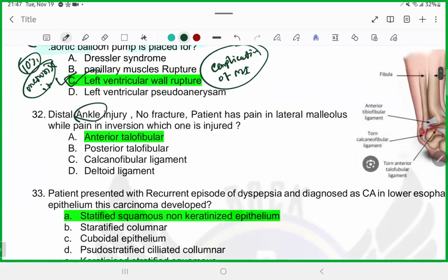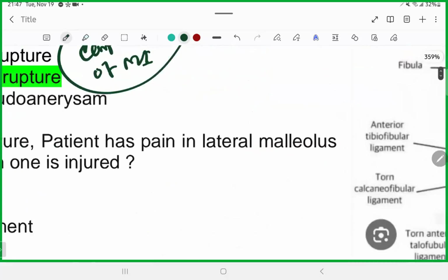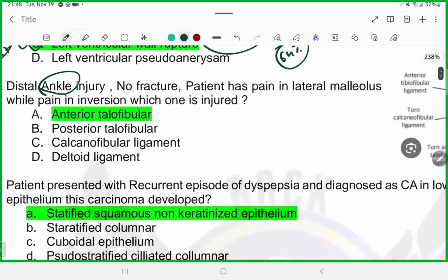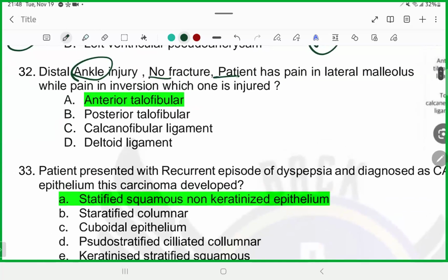Distal ankle injury. And now you know why the pass mark was only 64%. So, distal ankle injury, no fracture. Patient had pain in lateral malleolus, with pain on inversion. Which one is injured? Anterior talofibular ligament.